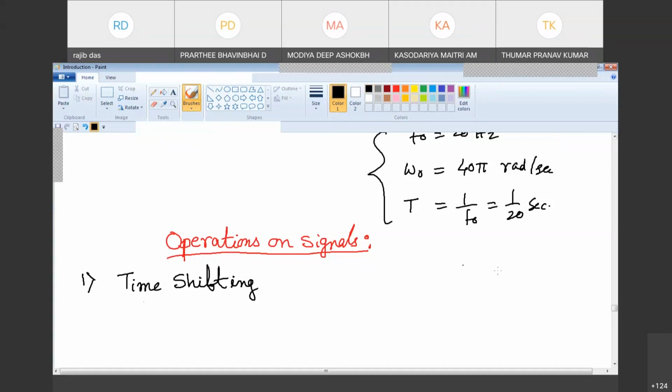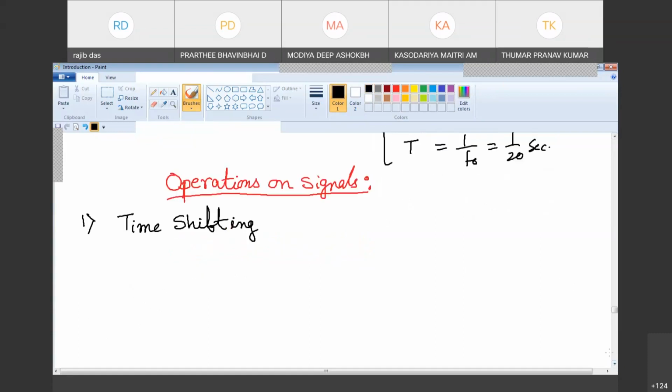Here we are considering that the signal is in the time domain, but we have already discussed that a signal should depend on independent variables. It may be time or another dimension like spatial dimensions x, y, or temperature. But if nothing is specified, we will consider the independent dimension to be time. That's why I am calling it time shifting.